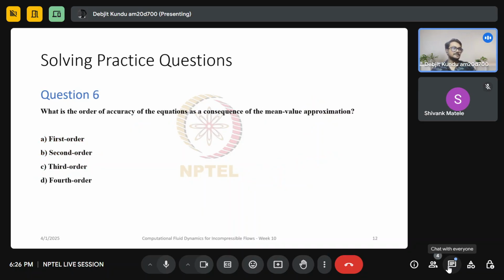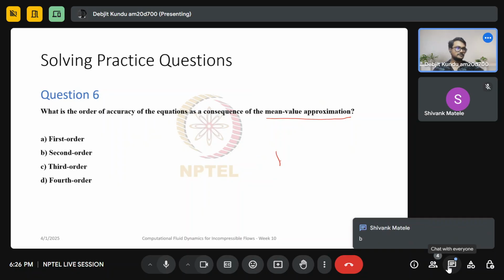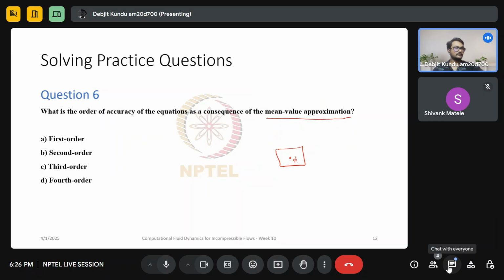Move on to question number 6 now, which is asking us what is the order of accuracy of the equations as a consequence of the mean value approximation. What is the mean value approximation? So let's say if this is a 1D control volume, and this is, let's say, φ_P, and these two at the surfaces are φ_e and φ_w. The mean value approximation simply says that I'll approximate φ_P as (φ_w + φ_e)/2.